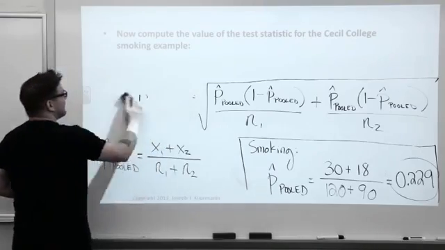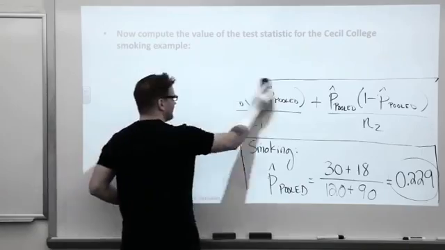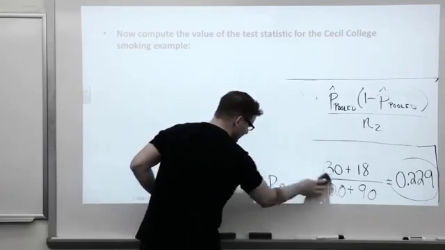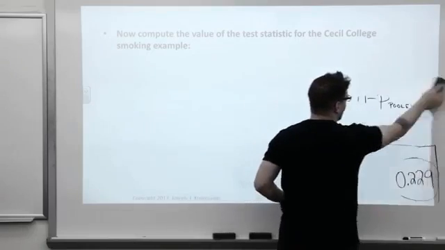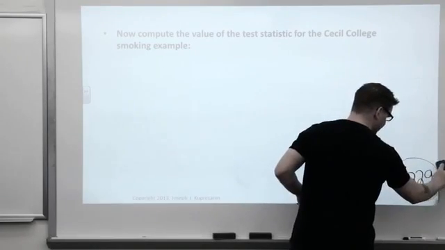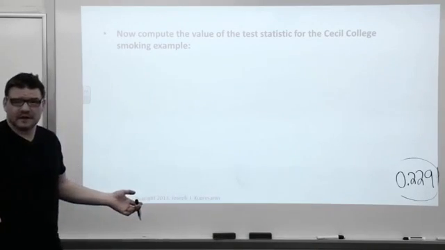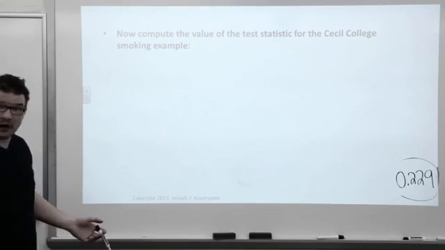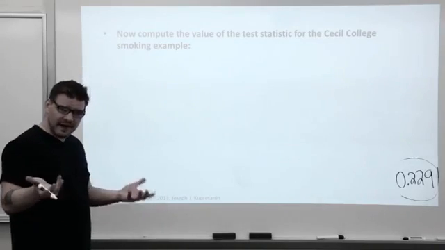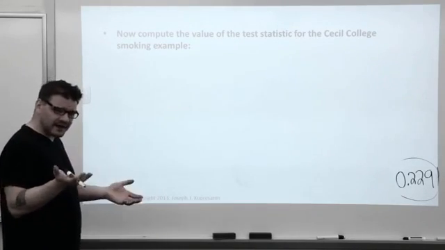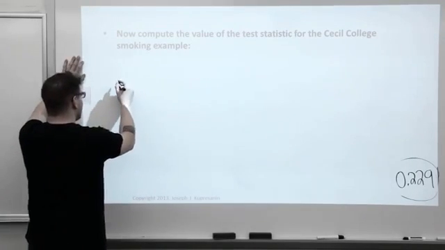Halfway down the page, now compute the value of the test statistic for the Cecil College example. Remember, we already know what we're going to do with this hypothesis test, right? Based on that confidence interval, there was no evidence for a difference. So we're expecting a small test statistic, a large p-value, and we're expecting to fail to reject. And we're expecting to conclude no difference between the two, females and males.